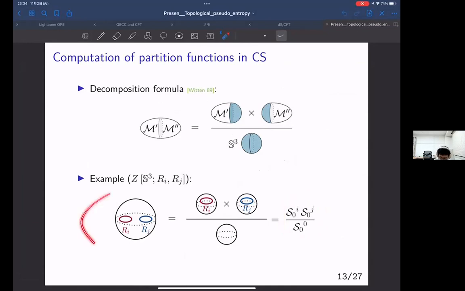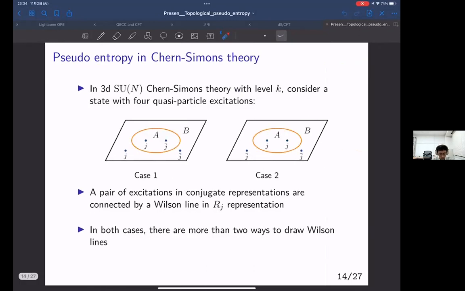Now I'm going to use this kind of technique. But before that, we have to specify what kind of states we consider. Here I want to consider four quasi-particle excitations at some time slice. I take some regions A and B in this way, and now I assume that there are four quasi-particle excitations, and two of them must be inside region A. I have two fundamental excitations and two anti-fundamental excitations, J bar.